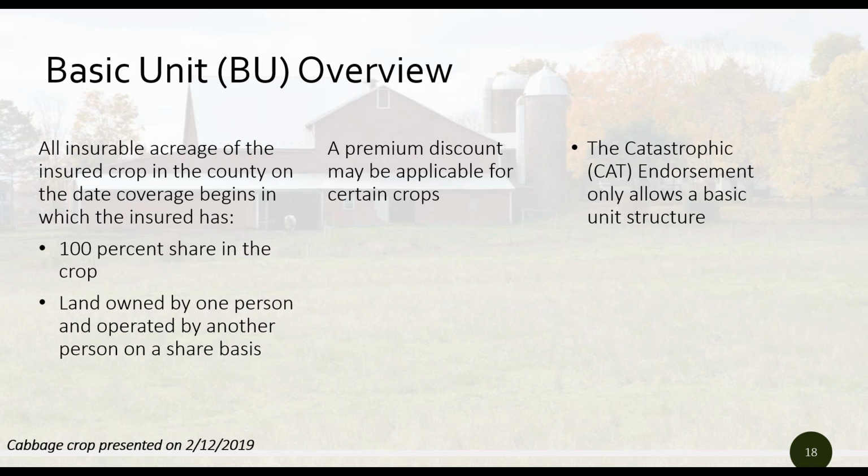Let's talk about an example of a basic unit. The example is an insured owns land and rents land from 5 landlords, 3 on a crop share basis and 2 on a cash lease basis. The insured would be entitled to 4 basic units, 1 for each crop share arrangement and 1 that combines the 2 cash leases and the land owned by the insured.